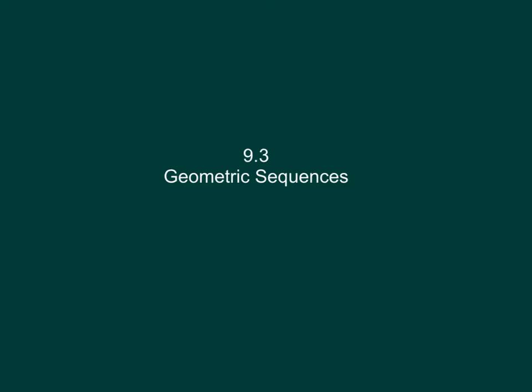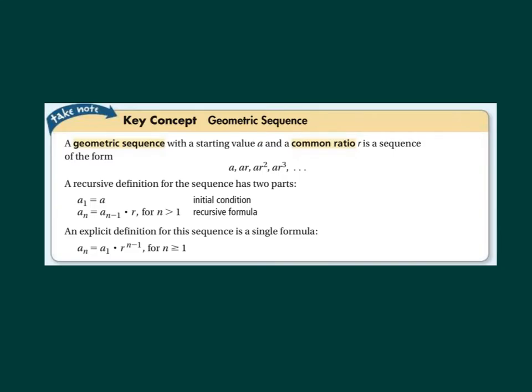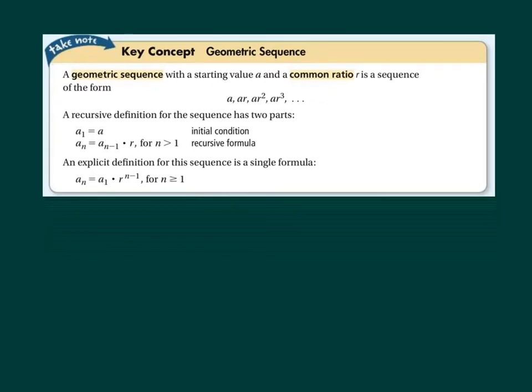Geometric sequences. On Friday we talked about arithmetic sequences, sequences of numbers where you add the same thing each time. Geometric sequences, sequences of numbers where you multiply by the same thing each time. Again, I took a page from the book here. Geometric sequence with a starting value a and a common ratio. We have a similar situation here.